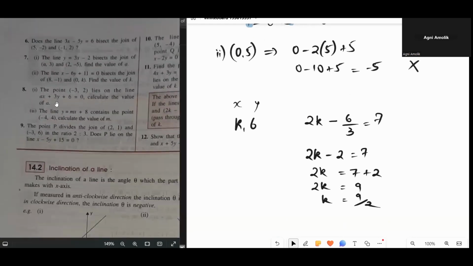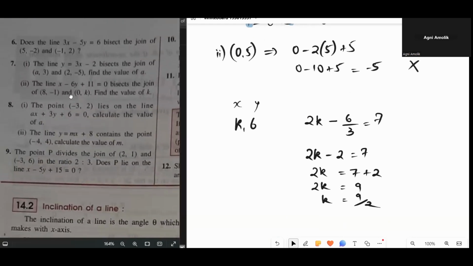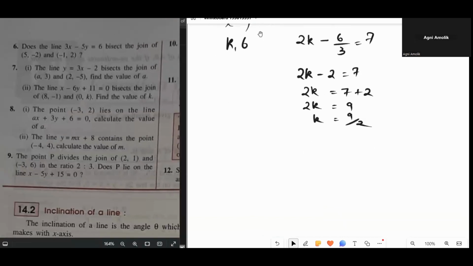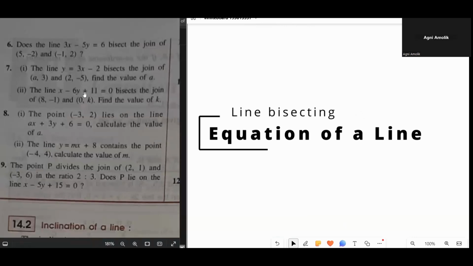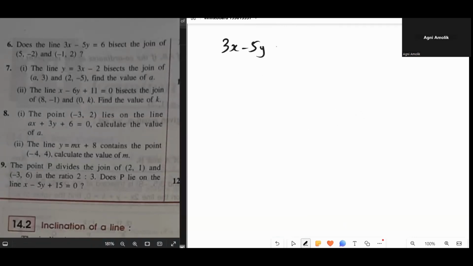Okay, next question. Number 6. Read question 6. Does the line 3x minus 5y is equal to 6 bisect the join of (5, minus 2) and (minus 1, 2)? Okay, so what do you understand from this?